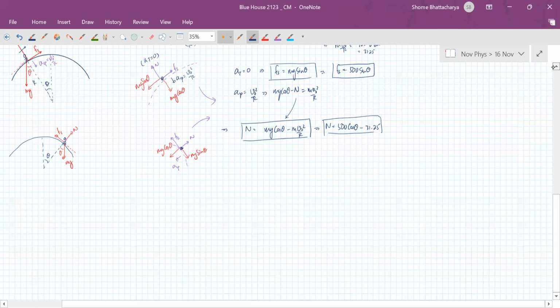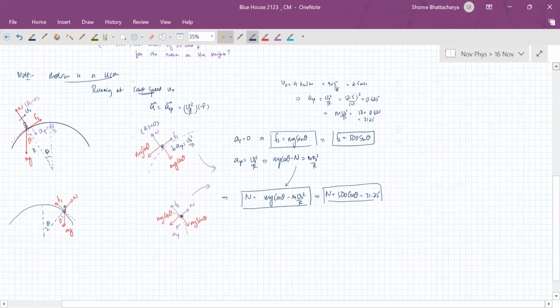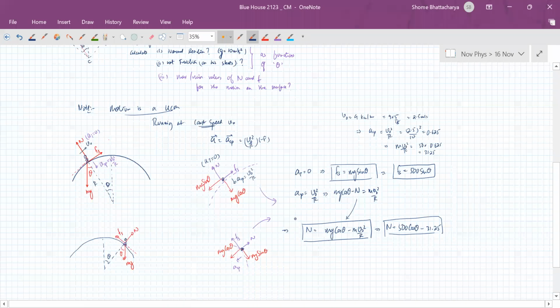So hope this is clear. Make a note of this and also come to the third part of the question. So this is the answer for the first part, the normal reaction as a function of theta. This is the second part, the static friction as a function of theta on his feet.